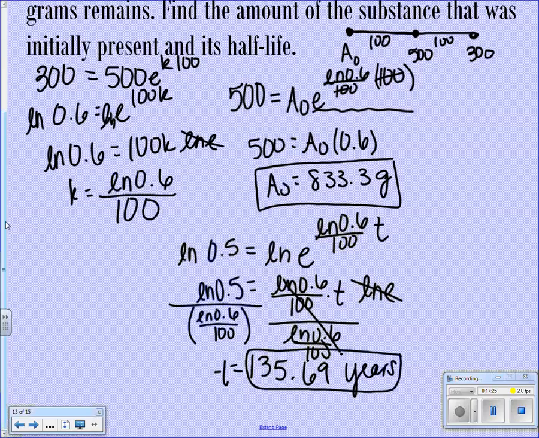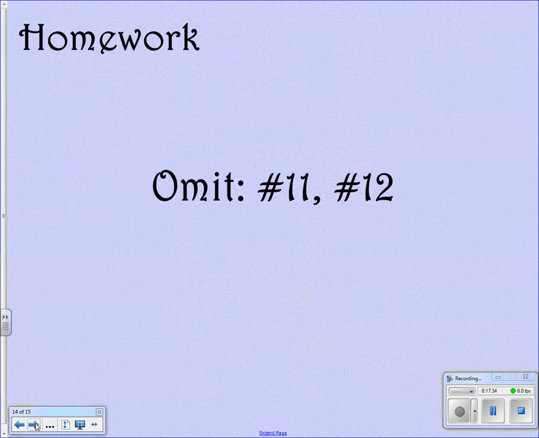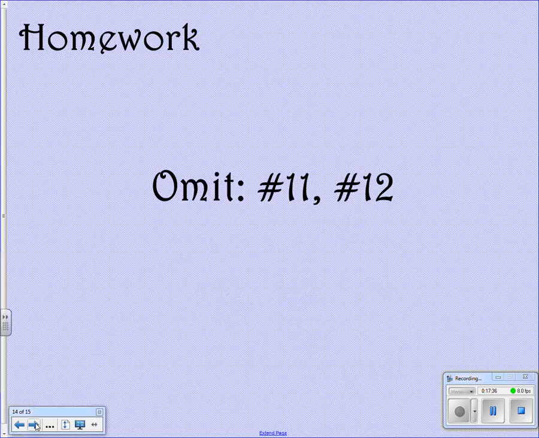So hopefully that helps you a little bit with your exponential growth and decay. You are pretty much always going to have to find your k when you're working these problems. On your homework, you do get to omit number 11 and number 12, so make sure you do those tonight so we can go over any questions you have tomorrow.